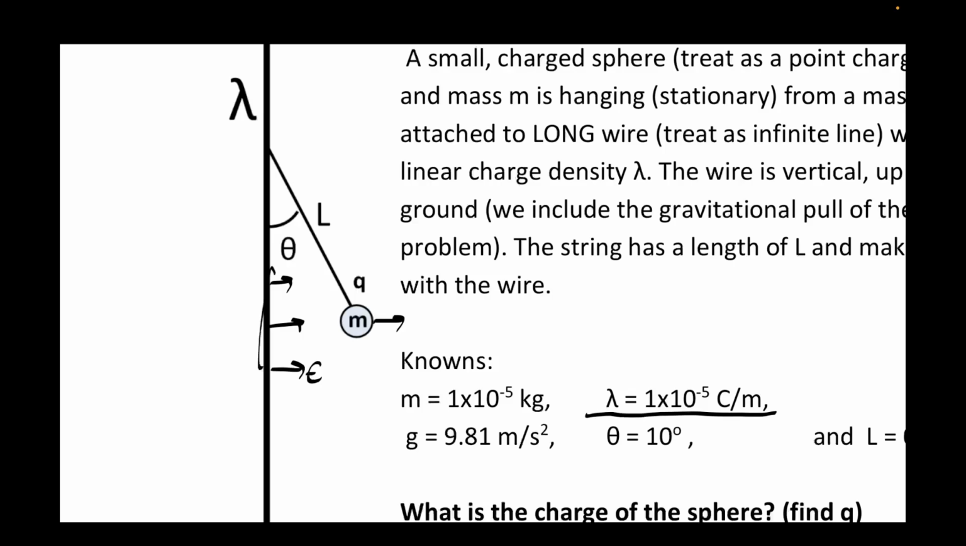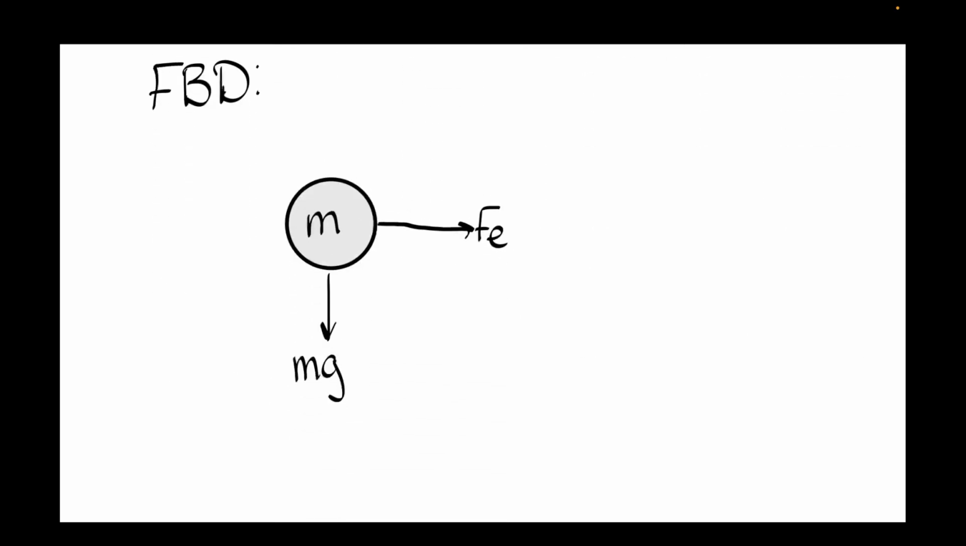Because if it wasn't, if it were pulling on it, that would just affect what kind of charge Q is. So just realize that. This is a positive charge, therefore it's pointing this way. And it's not moving, so it's pushing that way. So you have the Fe pointing that way.